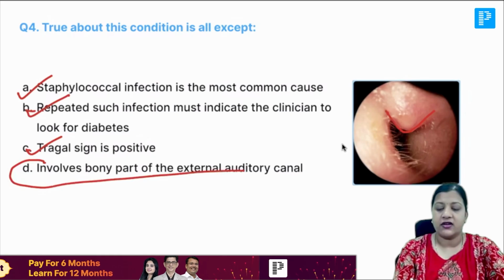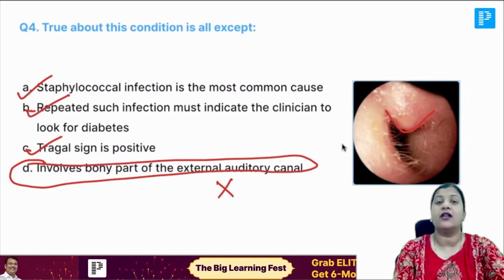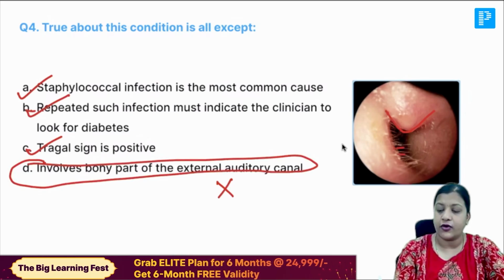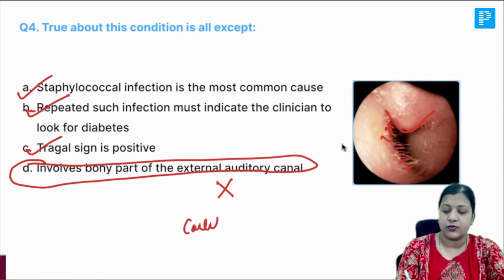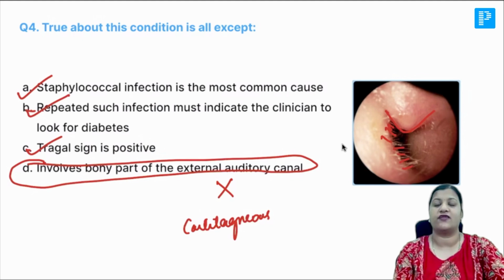Does this involve the bony portion of the external auditory canal? No. Where do you have these hair follicles? These hair follicles are present only in the cartilaginous portion of the external auditory canal. They are not present in the bony portion of the external auditory canal. So that is your false statement.